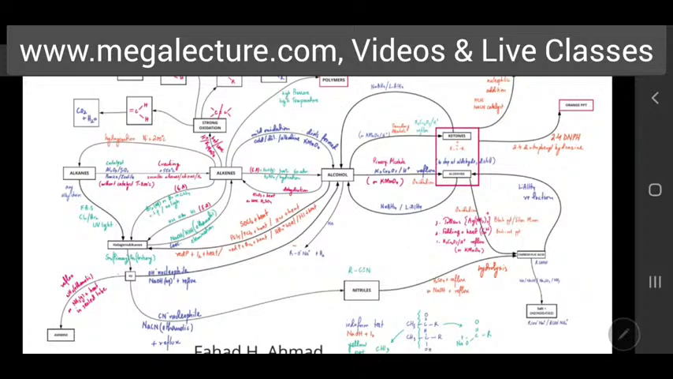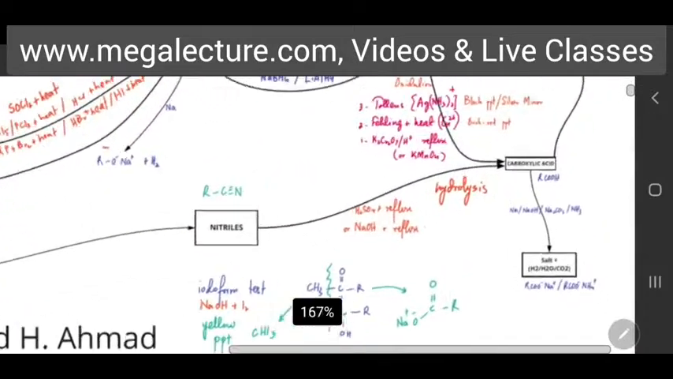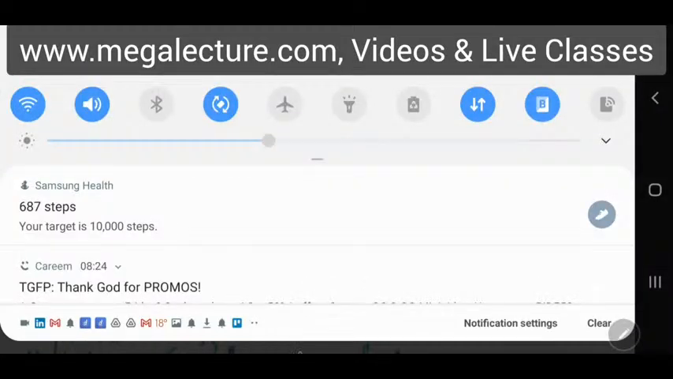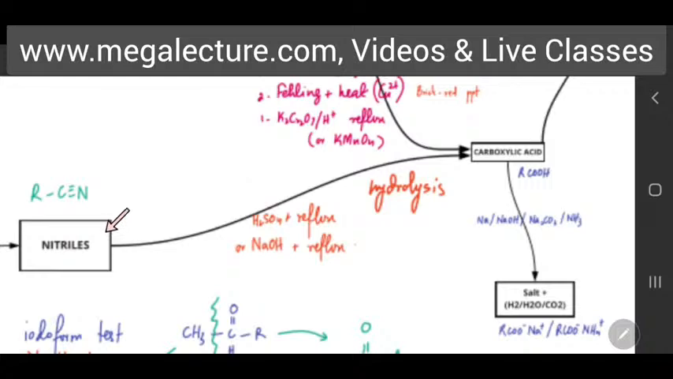So let's go back to our chart and let's focus on nitriles. Nitriles are what happens when you have a nitrile like this over here. You heat it with NaOH under reflux, hydrolysis happens and it turns into a carboxylic acid. It will turn into a carboxylic acid, but since the conditions are alkaline, the carboxylic acid would end up reacting with it, and you'll get a salt of the carboxylic acid.